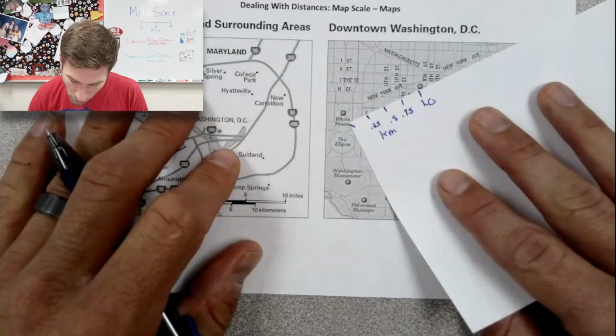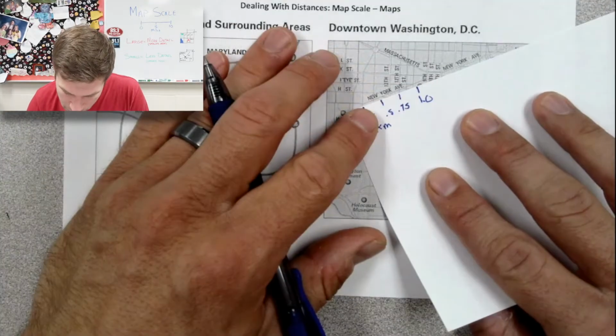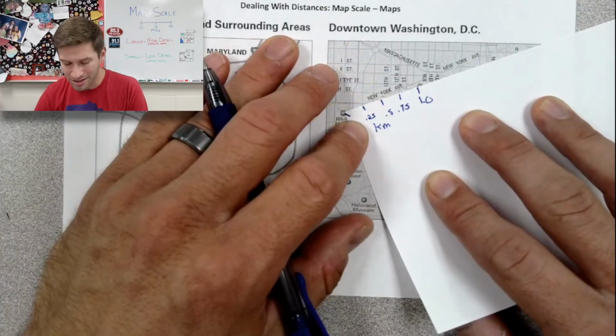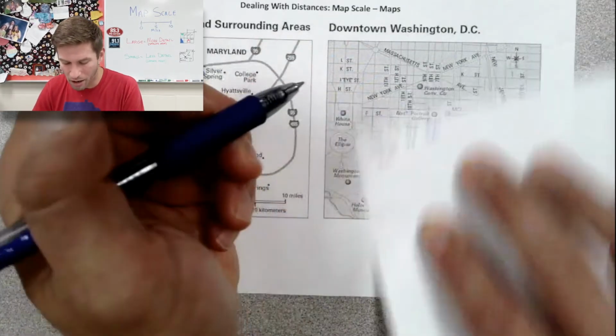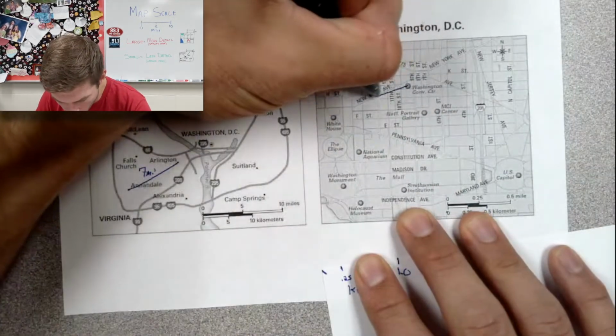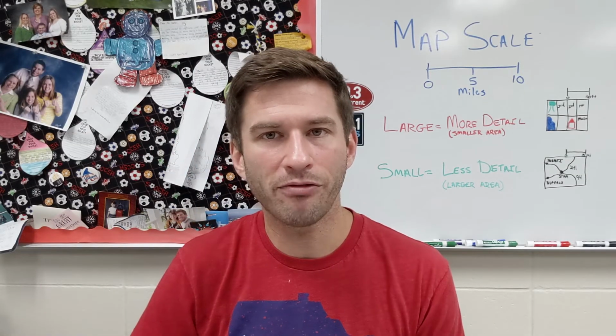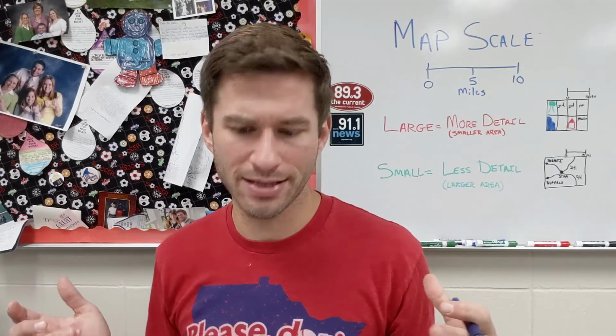And now we can go from the White House right here to the Convention Center, and it's not quite big enough here. It's not quite big enough, but we do see it's just about 1 kilometer. And we could estimate it from there. So that's how you create a scale strip.